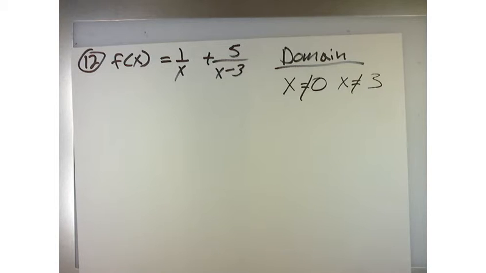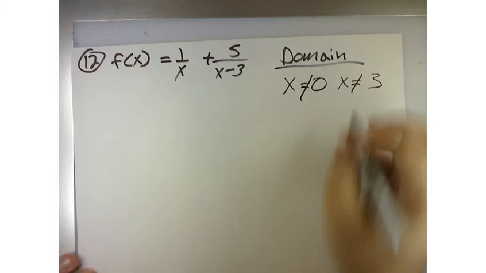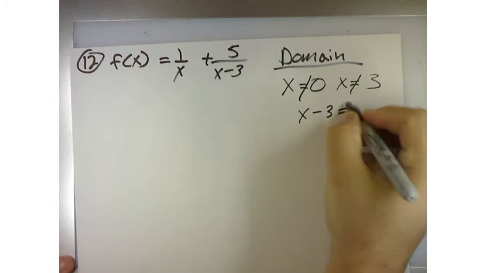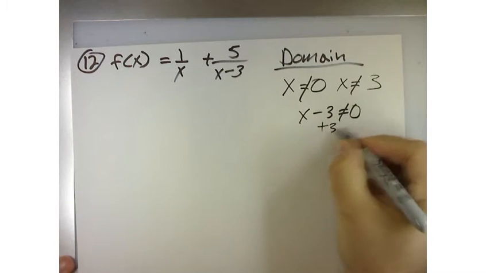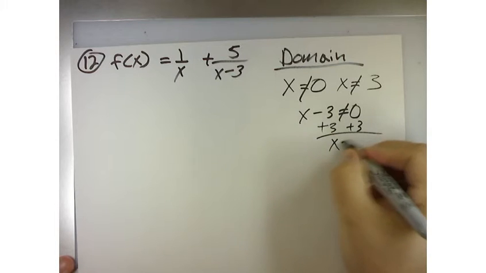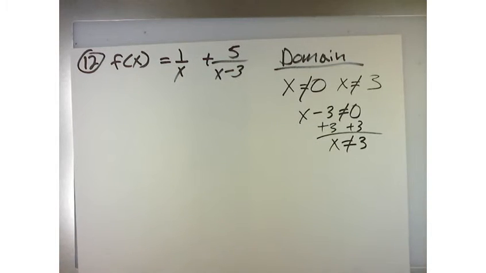Now it says to do this algebraically. I think that's pretty much it for the algebra, right? I mean, you could write it like this. You could say x minus 3 cannot equal 0. Add 3 to both sides and get x cannot equal 3, right? And there's no square roots. And the second part is to do it graphically to kind of verify your results, right? And so let's graphically do this now and see what we come up with.